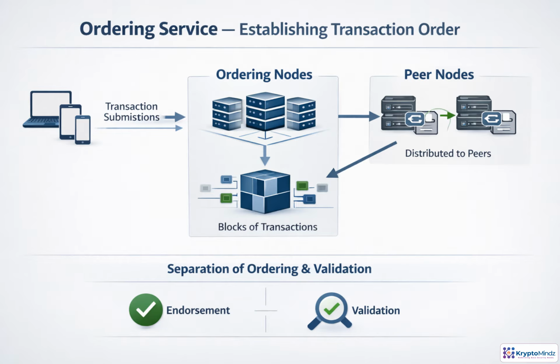Once a transaction is endorsed, it is still not committed. The client application submits a transaction envelope to the ordering service, which creates one shared sequence for the channel. Orderers batch transactions into blocks and deliver those blocks to peers. They do not run chaincode, evaluate business rules, or decide whether updates are valid. By keeping ordering separate from endorsement and validation, Fabric stays modular while ensuring every peer receives transactions in the same order.